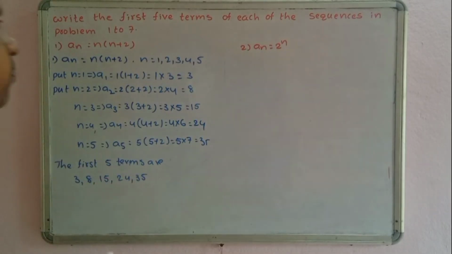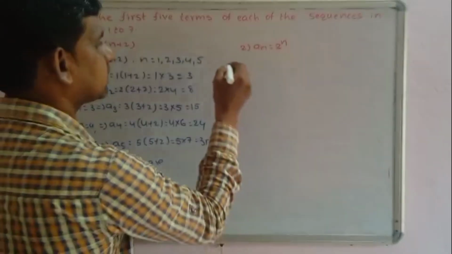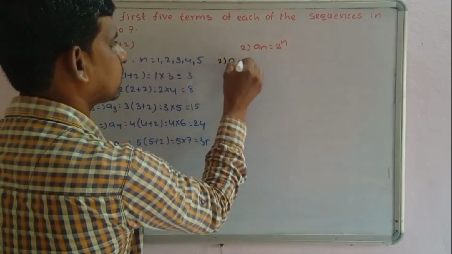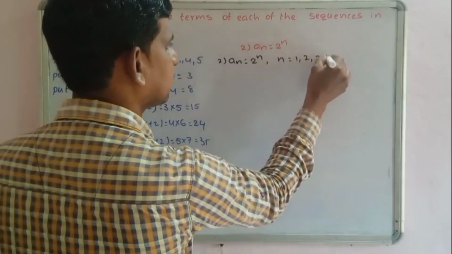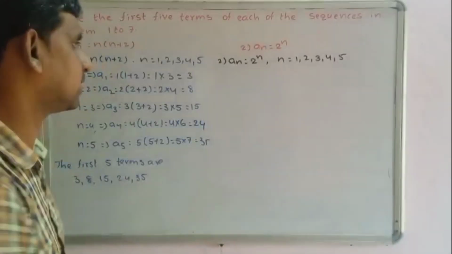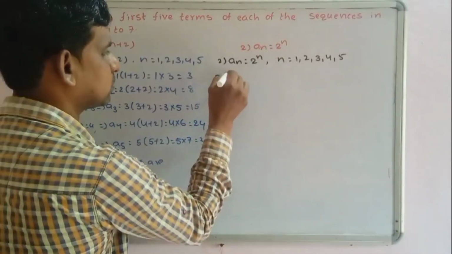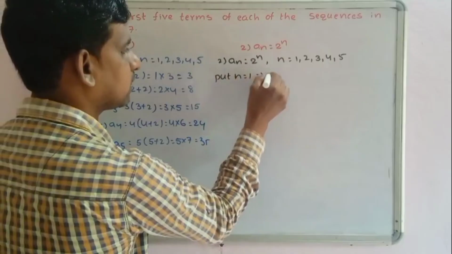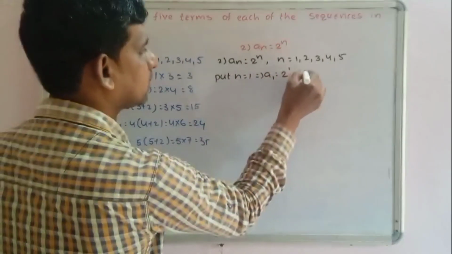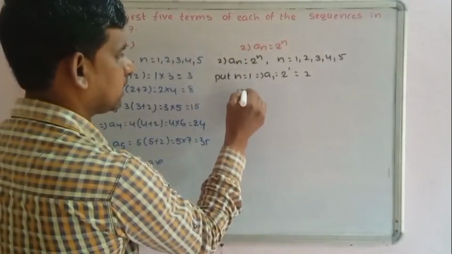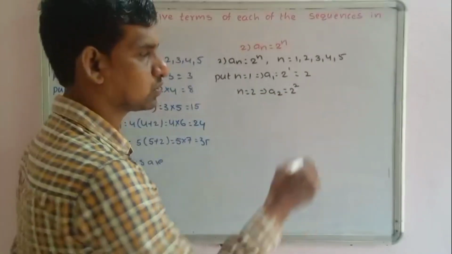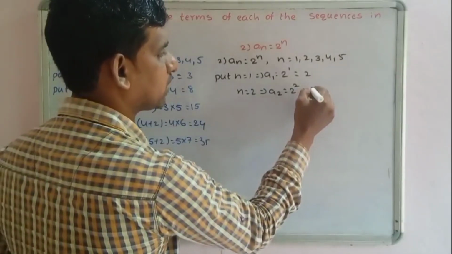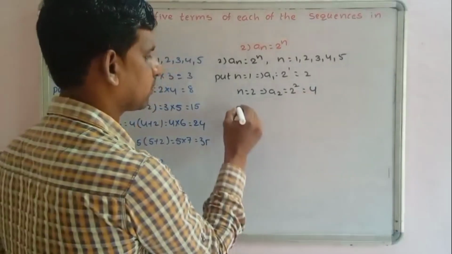Okay, see the second problem. Here, what is given? an equals to 2 power n, where n equals 1, 2, 3, 4, 5. Same concept. Put n equals to 1. a1 equals to 2 power 1, that is 2. n equals to 2, a2 equals to 2 square. 2 square means nothing but 2 times 2, so 4.